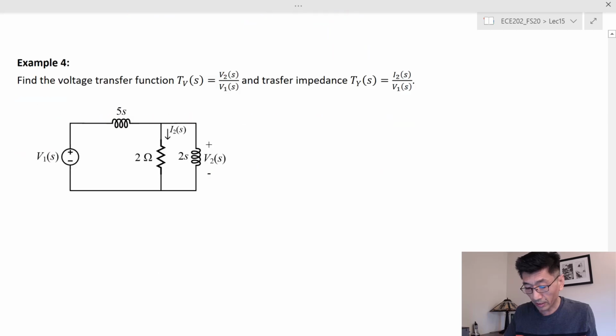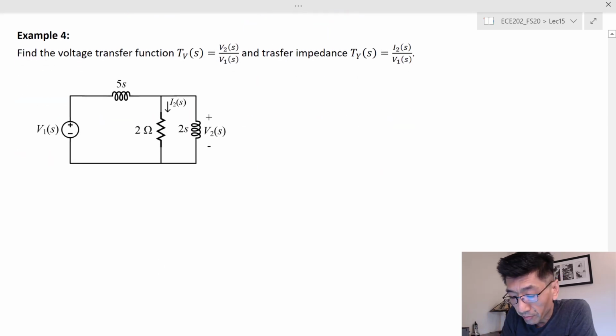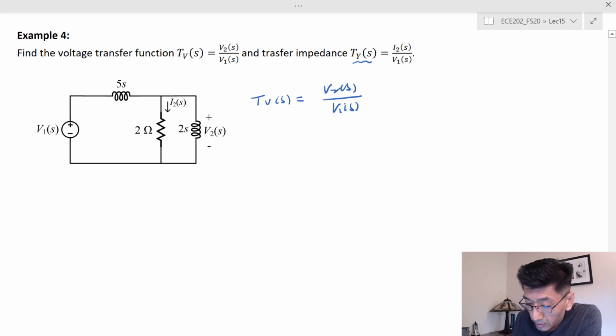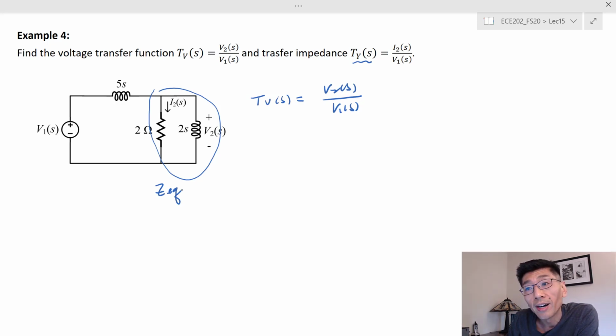Here we have the passive circuit. In this case, we don't have an amplifier, only passive components. And in this case, we're trying to find the voltage transfer function V2 over V1 and the transfer impedance I sub 2 over V sub 1. Let's start with the voltage transfer function. So TVS is equal to V2 of S over V1 of S. In this case, if you can recognize the circuit, right? If we can find this ZEQ first, the voltage across this is straightforward, the voltage division, right?